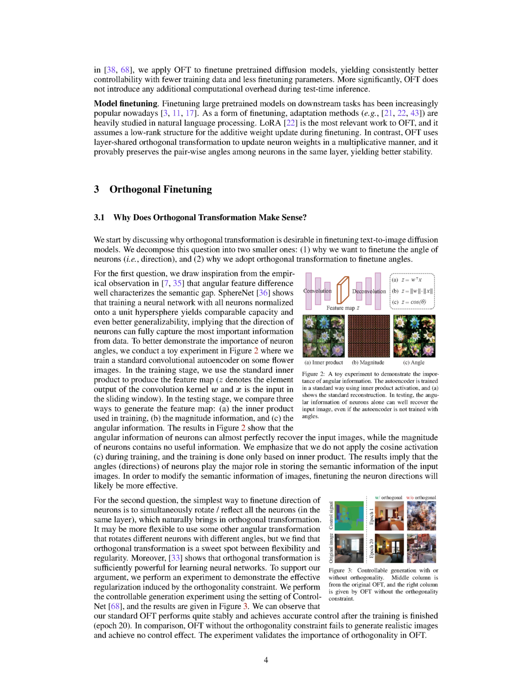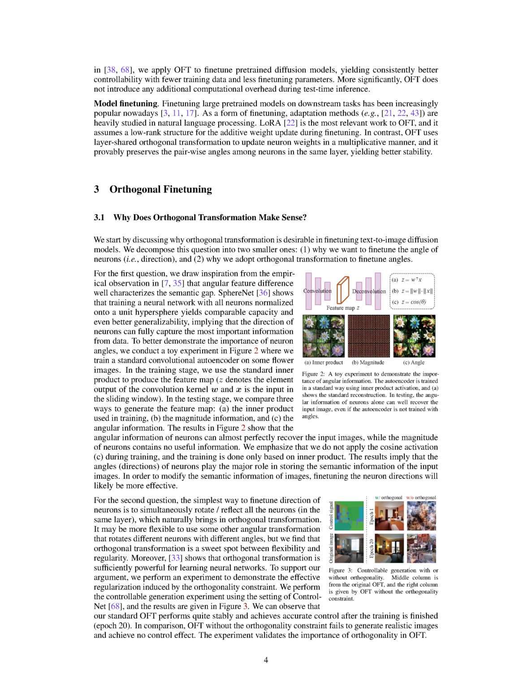This suggests that the directions of neurons are primarily responsible for retaining the semantic information of input images. Therefore, to alter the semantic information of images, it's likely more effective to fine-tune the directions of the neurons. For the second question, the simplest method to adjust the direction of neurons is to rotate or reflect all the neurons in the same layer simultaneously, which naturally involves an orthogonal transformation.